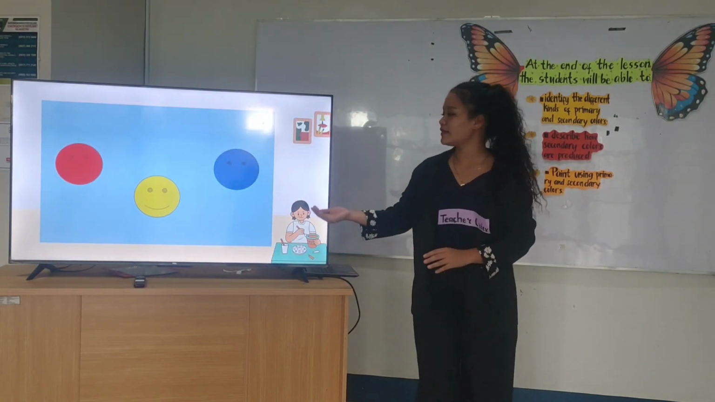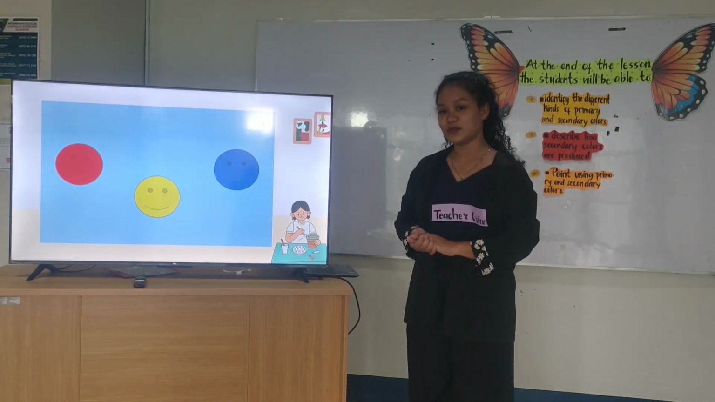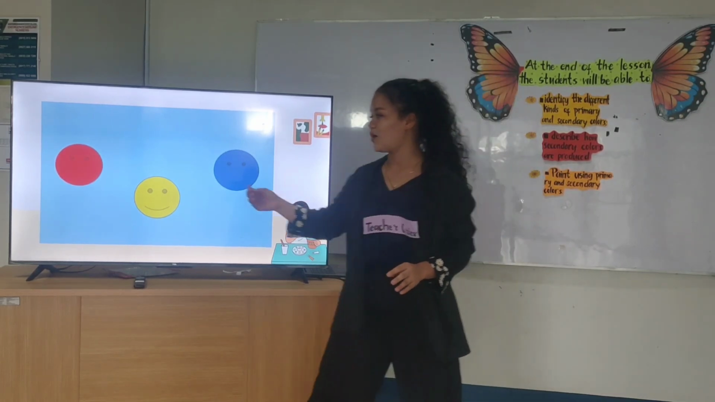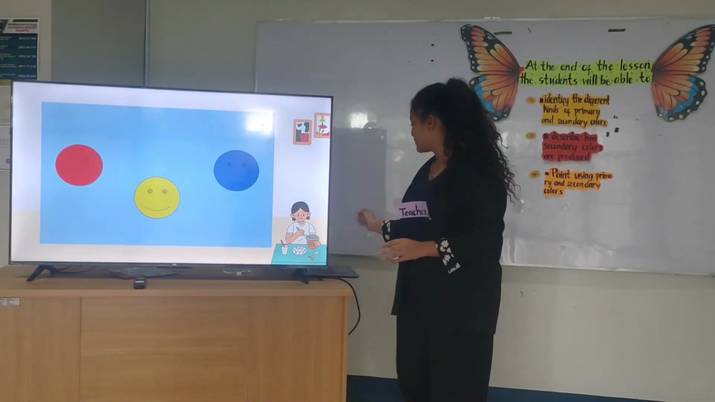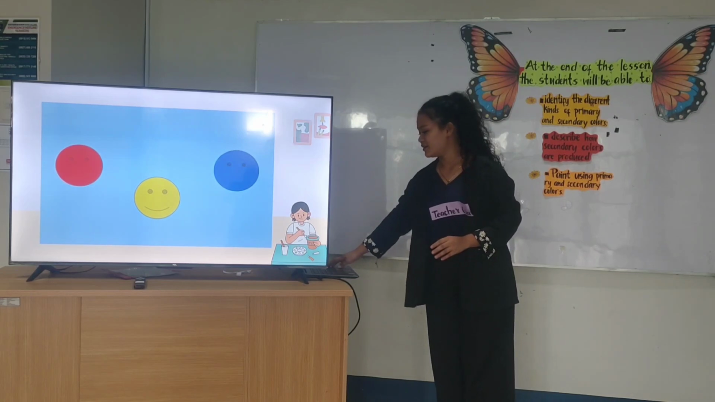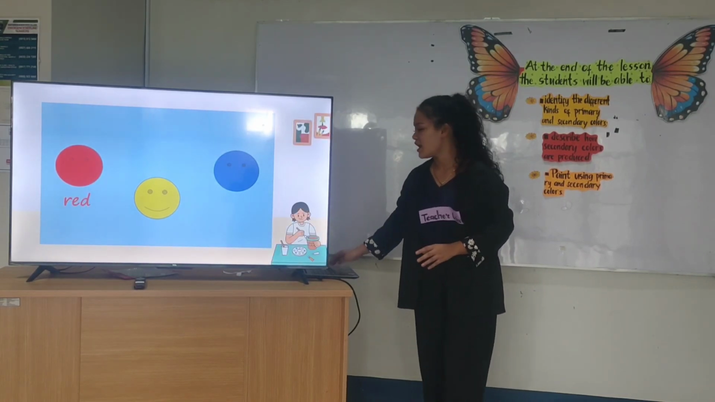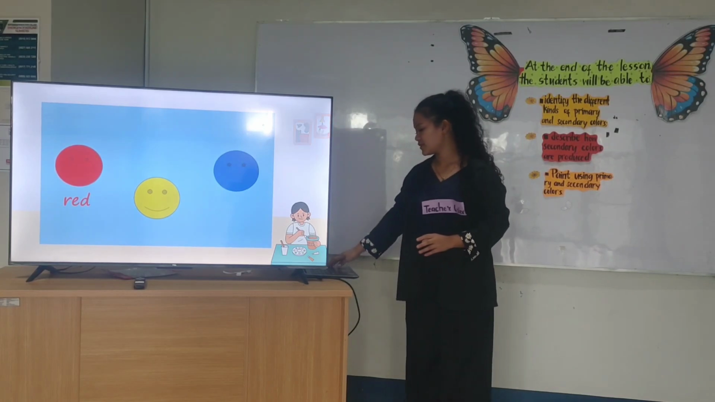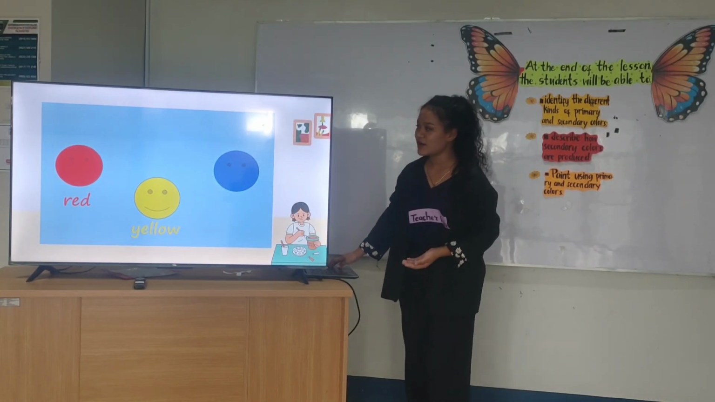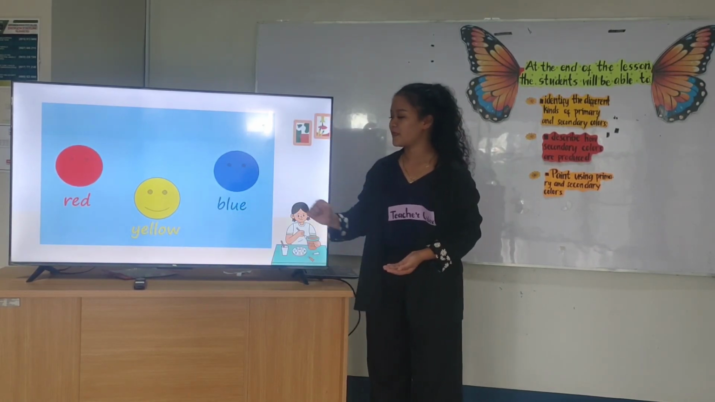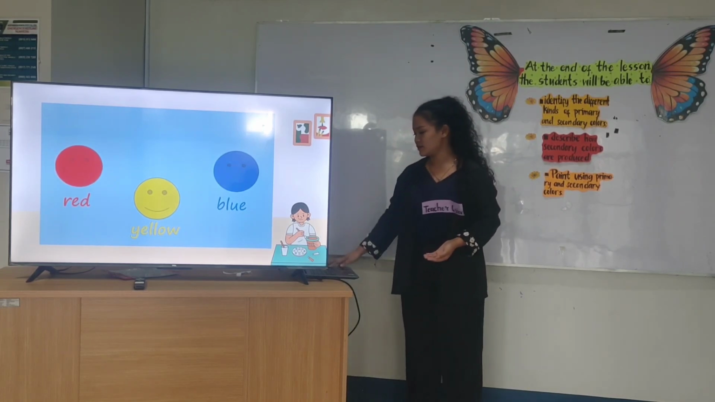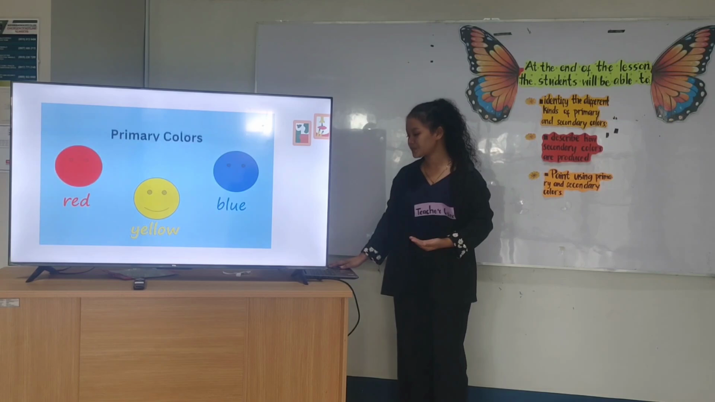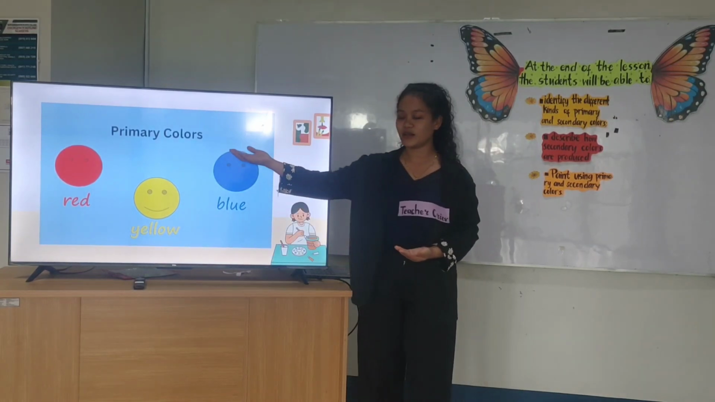So try to look at the screen. What do you observe? Yes, colors. So what color is this? Red. How about the second one? Yellow. How about this one? It's blue. So these three colors, we call them the primary colors.